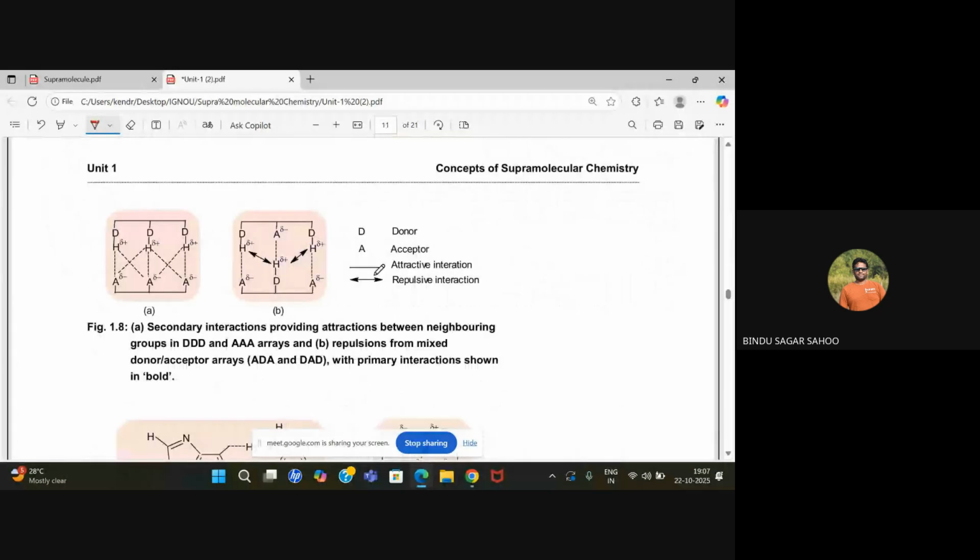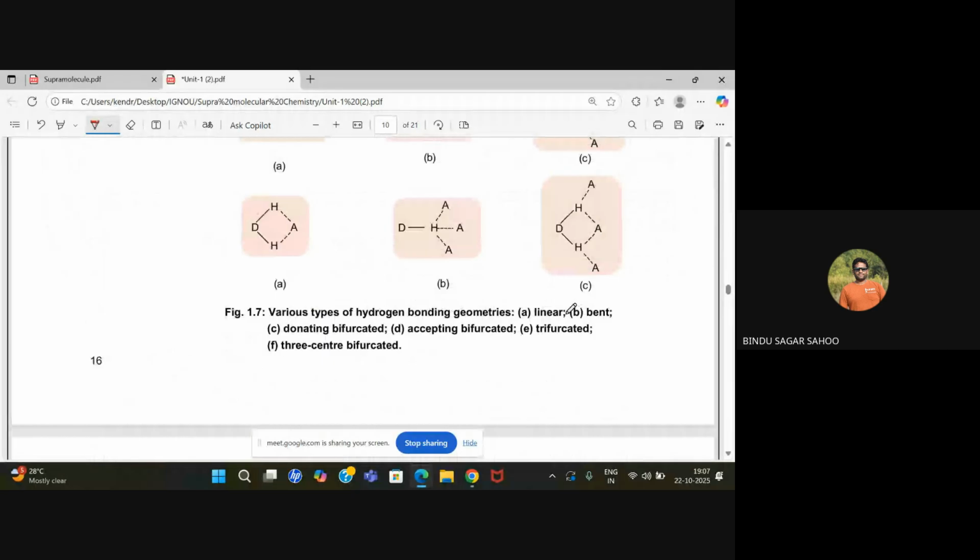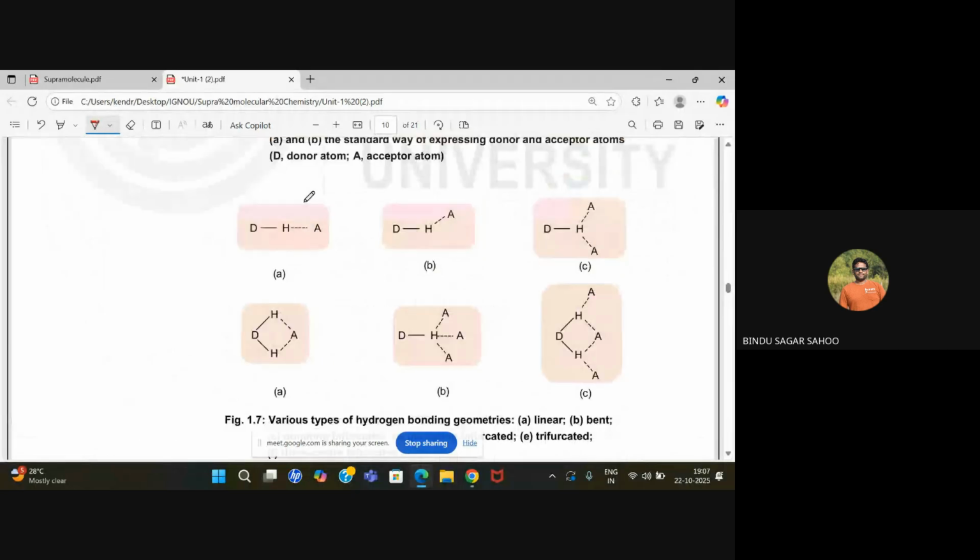So we need to see these pictures 17 C, D, E. This one is A. This will be linear interaction, just like chlorine, hydrogen, and again fluorine. And this will be a bent type interaction: fluorine, hydrogen, and again fluorine.